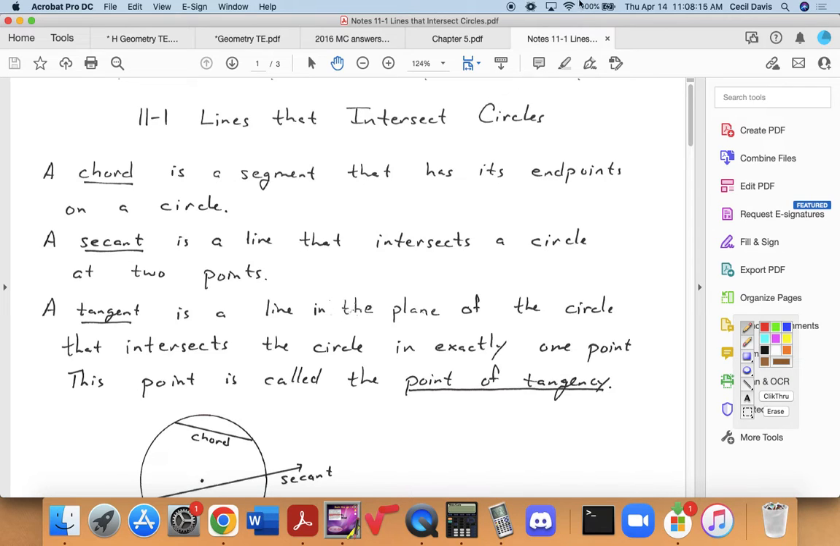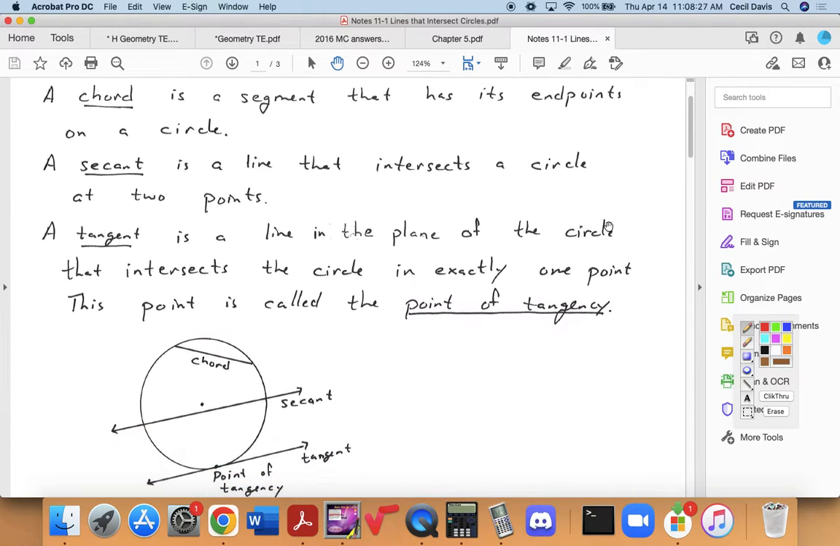All right, so a fair bit of vocabulary today. We're starting chapter 11 in your book, Lines That Intersect Circles. So some of them are lines, some of them are actually segments. A chord, just spelled like a chord in music, is a segment that has its endpoints on a circle.